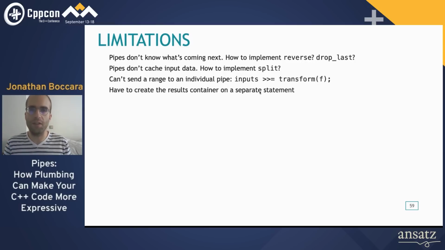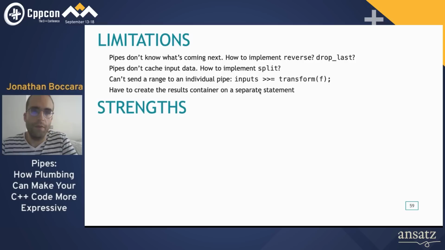So as opposed to ranges, which can create the outputs and the pipeline in the same expression, with pipes you have to have two expressions. I mean, you have to have all the containers created beforehand, all the results. Now, those trade-offs allow us to have the strengths we've seen.